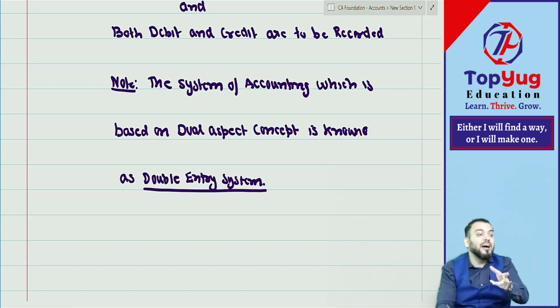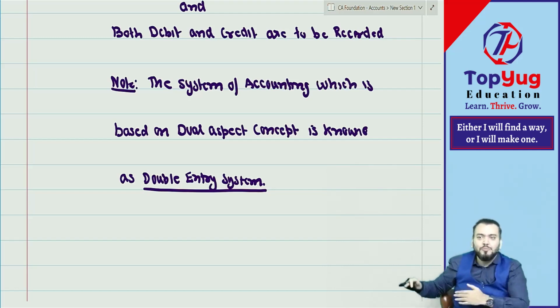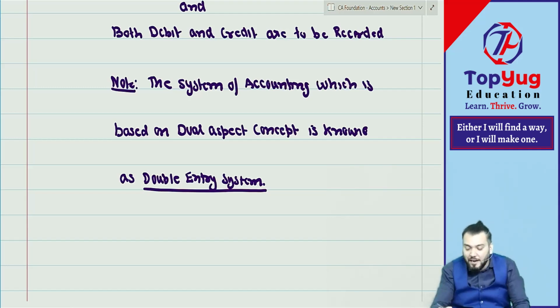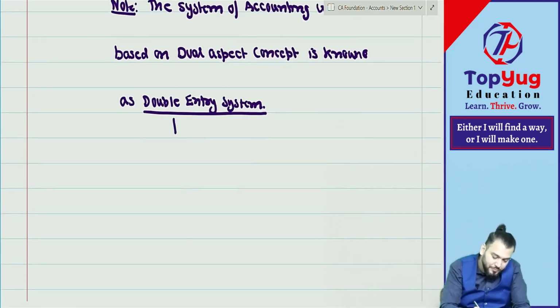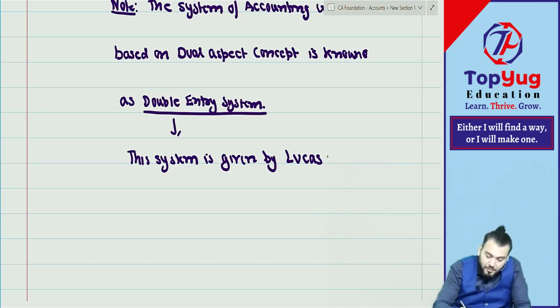The name of that person is Lucas Pacioli. So the founder of this system is Lucas Pacioli. We should know the name of our father. Because we are doing accounting, we are chartered accountants, we need to understand who is the father of this system. The father of accounting is Lucas Pacioli. Write down: this system is given by Lucas Pacioli.